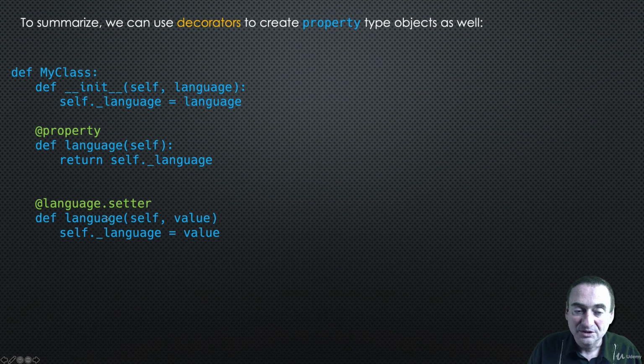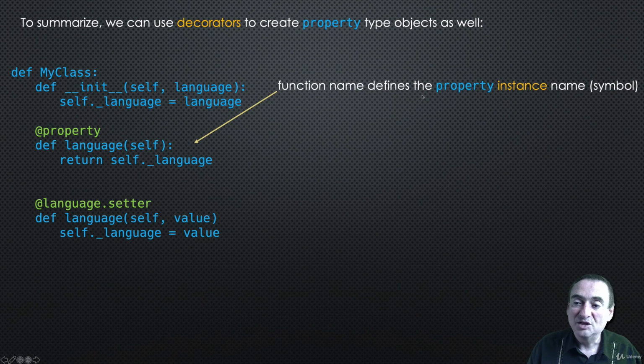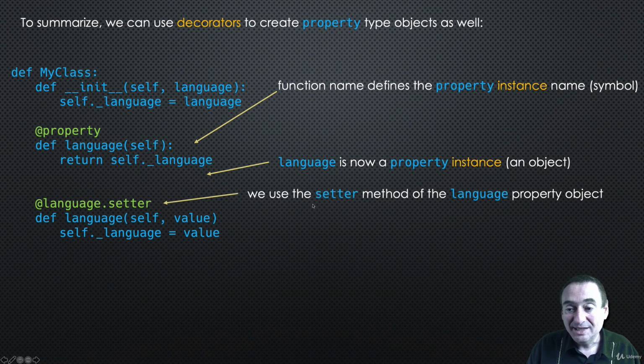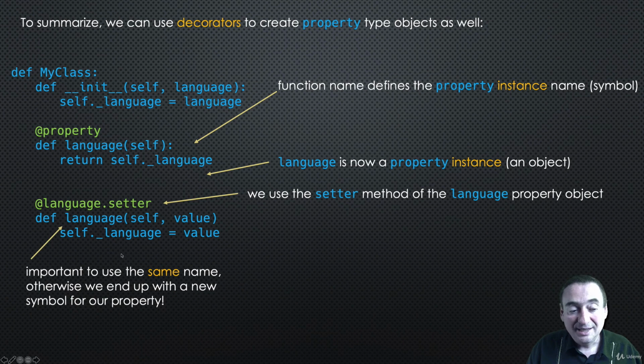And the same thing with the setter. The setter now is going to basically take this function here, wherever it is in memory. It's going to be a different function than this one, but it's going to be in memory somewhere. And the set method, the set property, I should say, of this language property is going to be that new method that I've just created here, this def language. So the function name defines the property instance name. That's just a symbol. The language is now at this point a property instance, right? It's an object, an instance of the property type. Now we use the setter method of that language property object, and it's important to use the same name. And I'll show you that in the code.